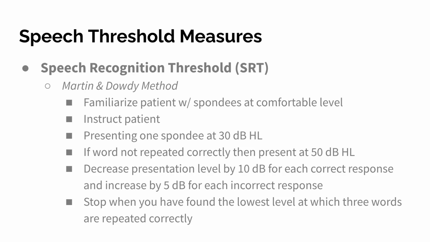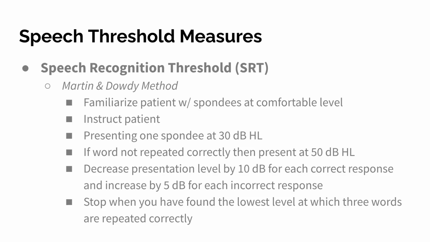There's another procedure called the Martin and Dowdy method. I've seen different years associated with it, 1978 versus 1986. That's neither here nor there. This is basically like an up 5, down 10 procedure that you use with the modified Hughson-Westlake with pure tone audiometry. You familiarize the patient with spondees at a comfortable level. You instruct the patient. So far, so good.